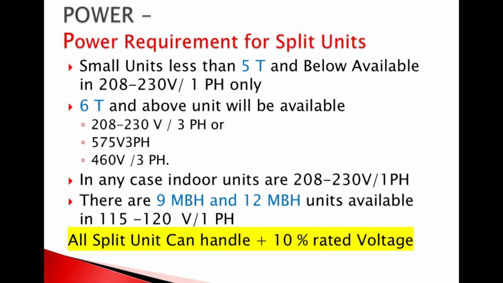Only a few models are available in 115 or 120 volts single-phase. That is 9 MBH and 12 MBH. Units 6 tons and above are available in 208 to 230 volts three-phase or 575 volts three-phase.